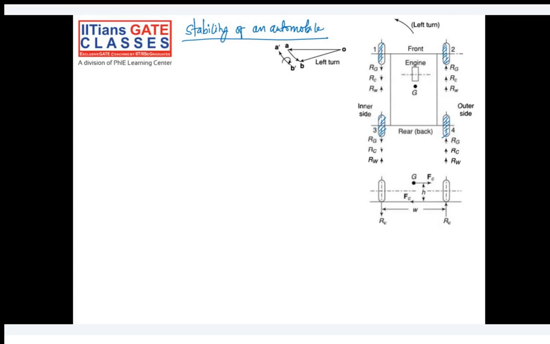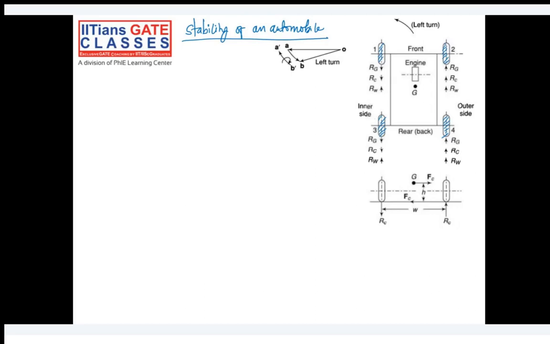Then only is it possible that this condition is fulfilled. Okay, so this condition is fulfilled as long as the vertical reaction on the ground on any of these wheels is positive or in upward direction. Which condition? That none of the wheels should be lifted off the ground.